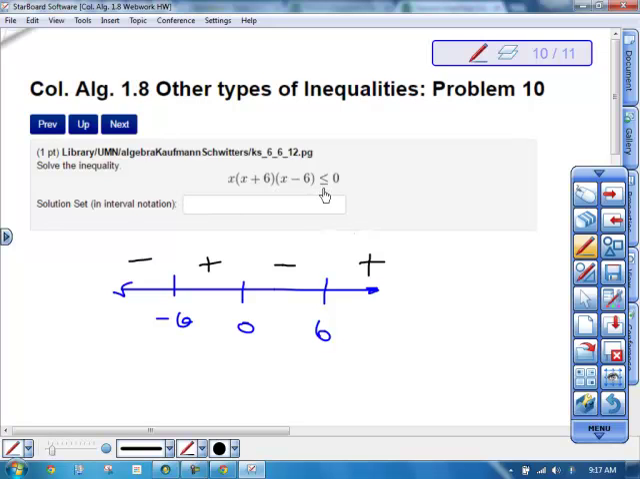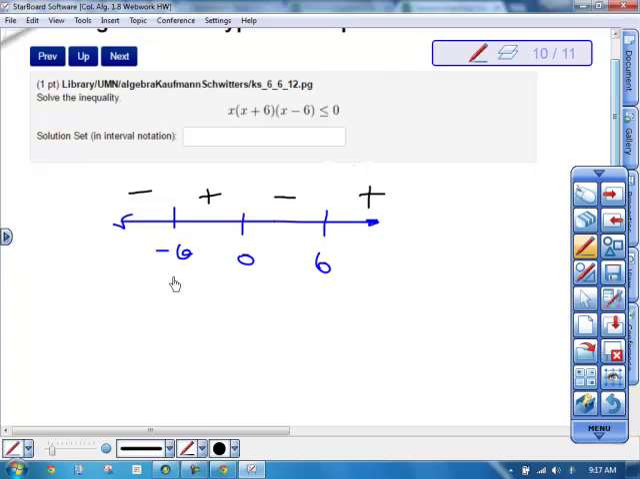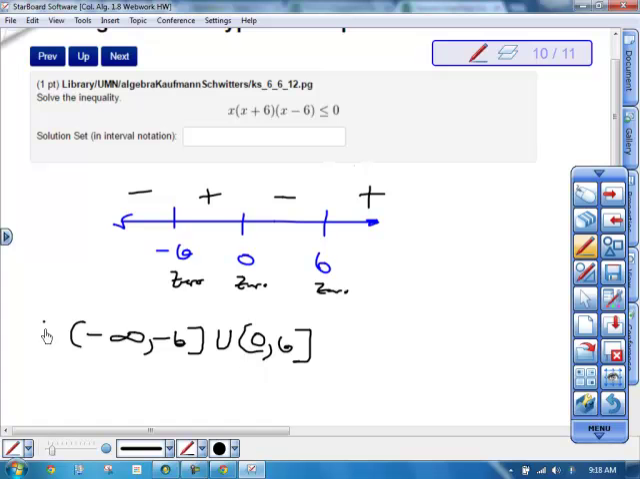So when they ask when is this thing less than or equal to 0, I'm looking for the negative branches. And these are all zeros, so I can include those because it says less than or equal to. So I would go from negative infinity all the way up to -6, including -6. And then union, capital U, from 0 all the way up to 6. And we can include both of those points because they're both zeros. So there would be our answer for this one.